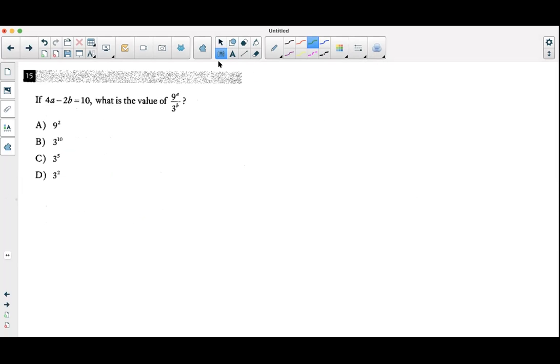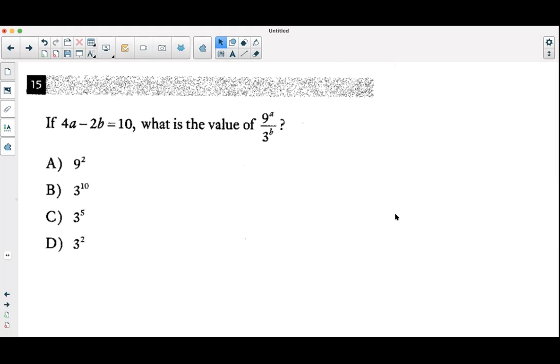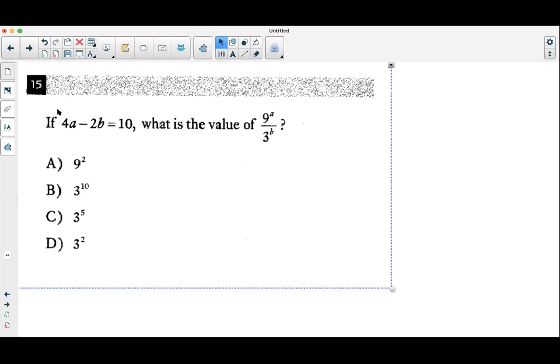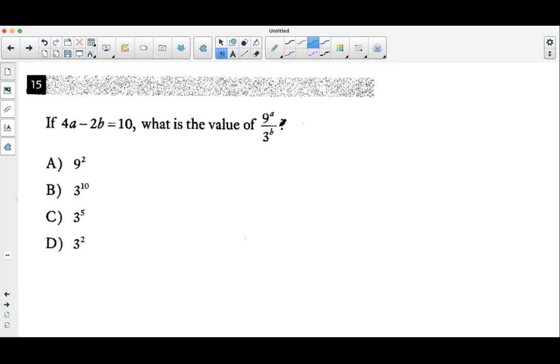Now, this is also a relatively popular question on the SAT as well. So I want you to look at this one. 4a minus 2b equals 10. So when you look at that, there must be some sort of relationship why they gave you this one. Meaning, 4a and 2b are related in a way that I can see. Oh, wait a minute. 9 is 3 squared. So you can rewrite this as 3 squared to the a power, so that means 3 to the 2a over 3 to the b power. That's the question.